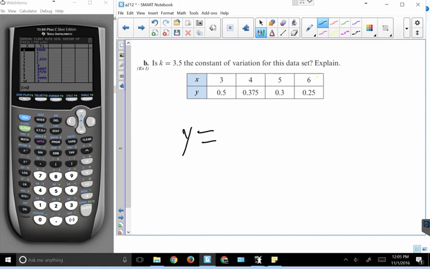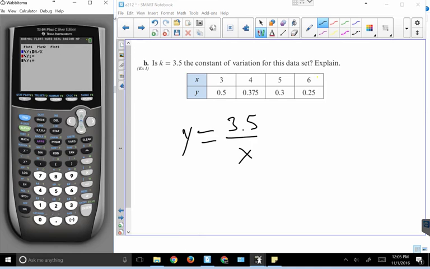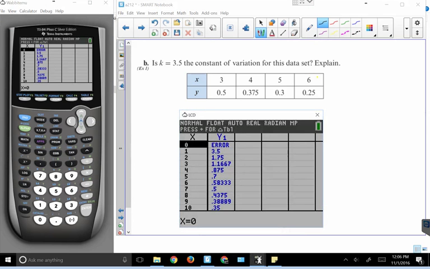Y would be equal to, they say K is 3.5 over X. This is what it should be. Inverse variation goes up, goes down. Y is equal to, let's plug her in, 3.5 divided by X. Second table. Now, the question is, does it match?